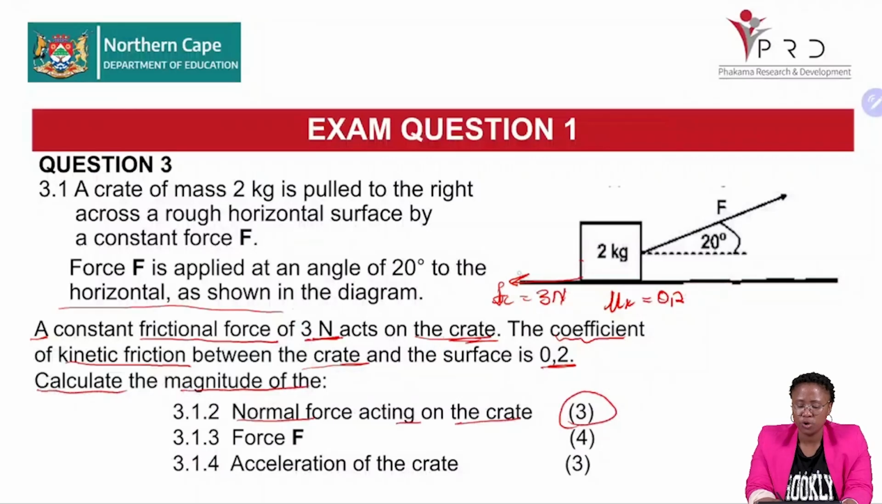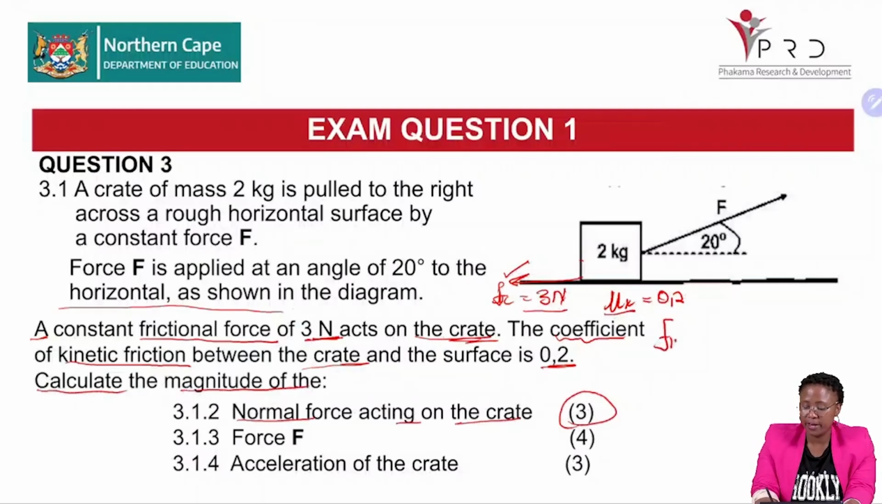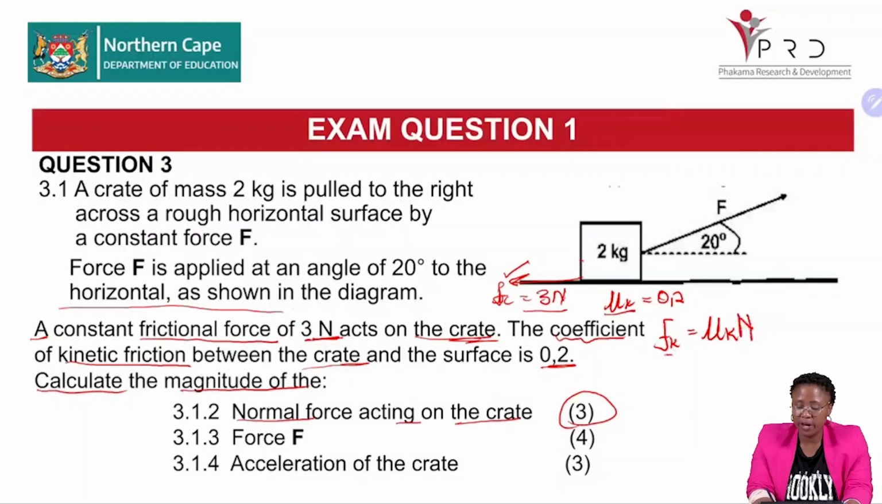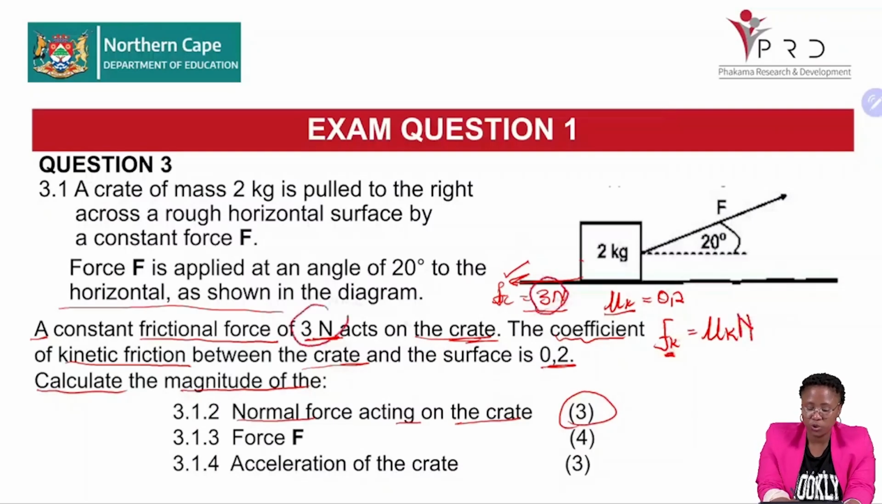What do you have? You have the friction force, you have collected your data, you have the coefficient of kinetic friction. So which formula are you going to use to help you to do this? You use the formula f_k equals the coefficient of kinetic friction multiplied by the normal force. Do you have the friction force? Yes, we were given it over here, which is the 3 newtons.